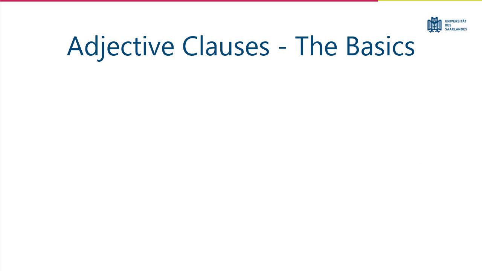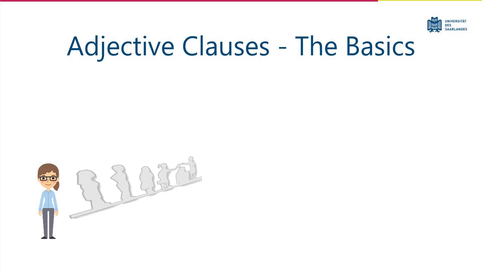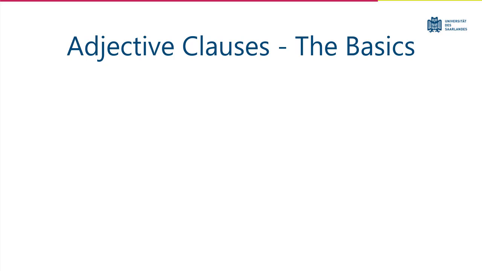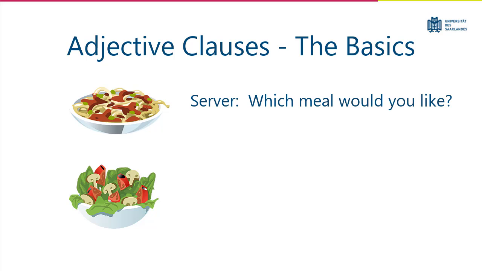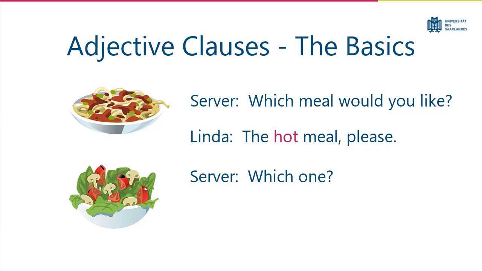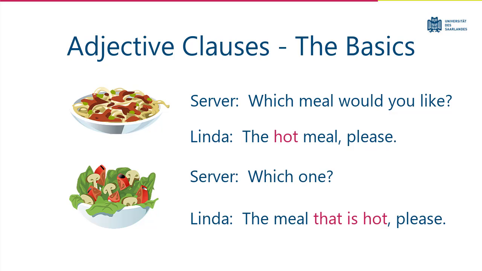To do that, let's visit Linda, who's currently standing in line at the Riverbend University cafeteria. As she's looking at the menu, she sees that two meals are being offered, a hot meal and a cold meal. When she gets to the front of the line, the server asks, "Which meal would you like?" Linda replies, "The hot meal, please." Here we have the adjective hot describing the meal, but unfortunately, the server doesn't hear Linda and asks again, "Which one?" This time, Linda replies, "The meal that is hot, please." Here, she uses an adjective clause.